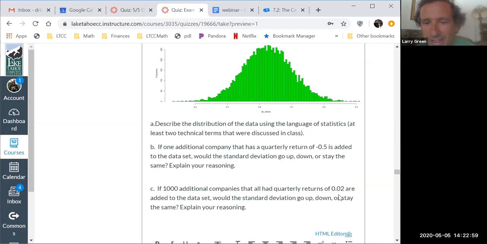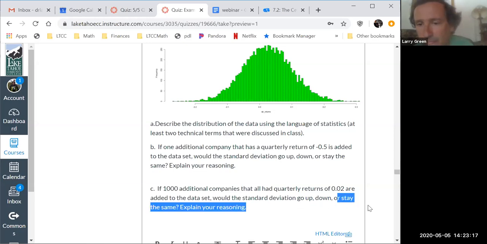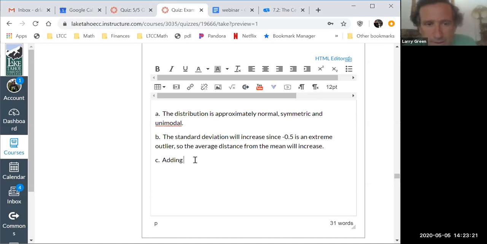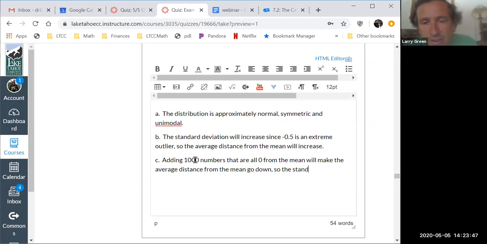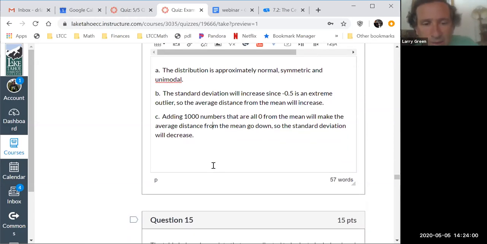Because that's what we're doing. We're adding 1,000 that are 0 from the mean. Are we now closer to the mean or farther? Yeah, we're now closer to the mean because we've added a whole bunch of 0 distance from the mean. So if you throw a bunch of zeros into a bunch of nonzero numbers, the average will go down. So adding 1,000 numbers that are all 0 from the mean will make the average distance from the mean go down. So the standard deviation will decrease. Any questions on question 14?